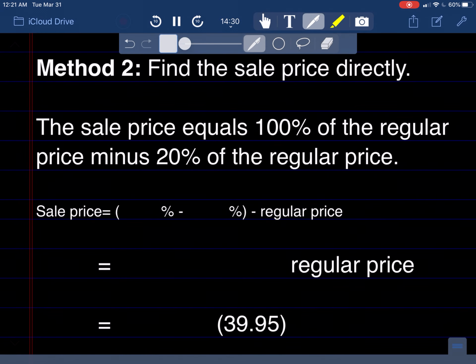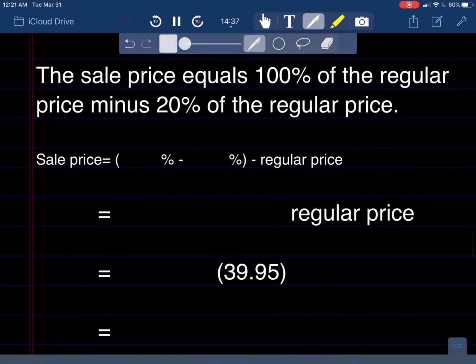Okay? All right, so method 2, we're just going to find the sale price directly. We're not going to have to do 2 steps. It's just going to be 1. So for sale price, basically all we need to do, take a look at these directions. So the sale price equals 100% of the regular price minus 20% of the regular price. So for sale price, we're going to take 100 because that's the largest things can be, right? And we're going to subtract 20%. So 100% minus 20%, times the regular price. So we're just diving straight into that percentage.